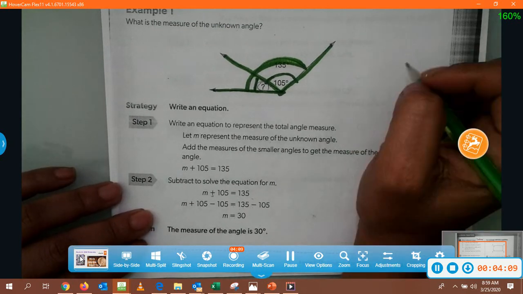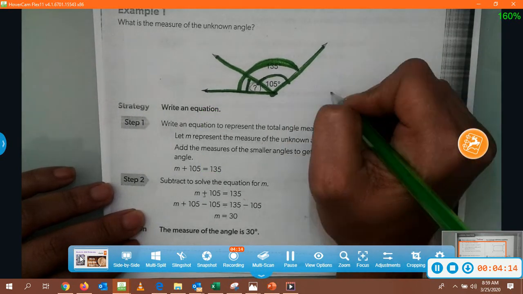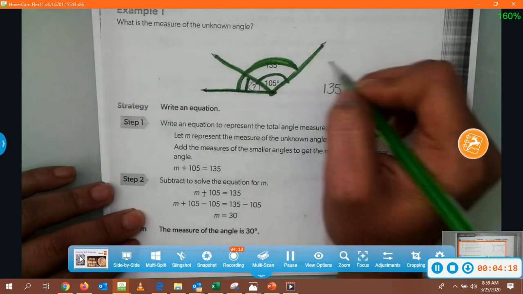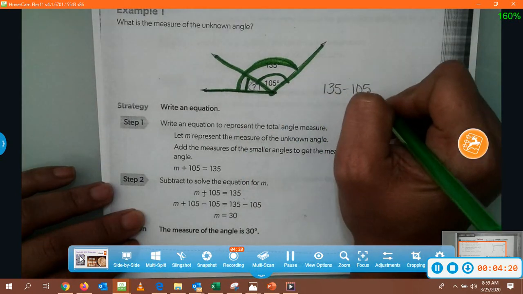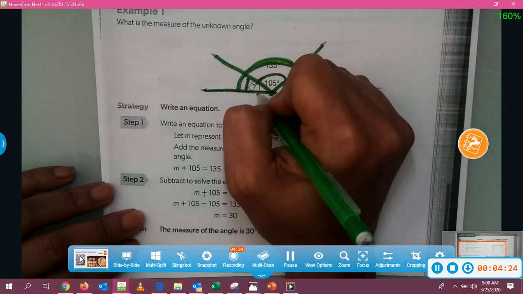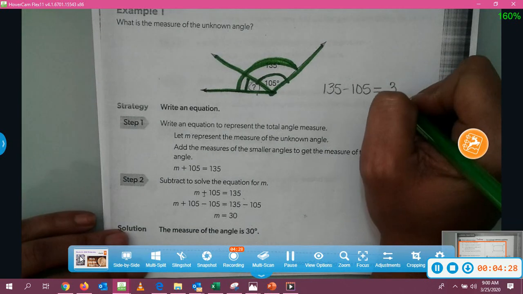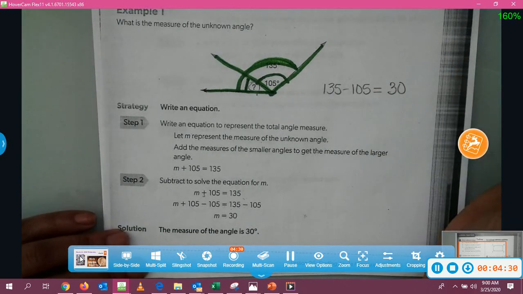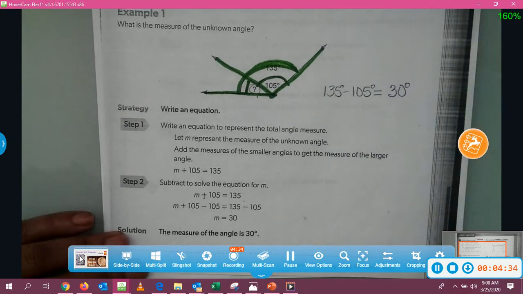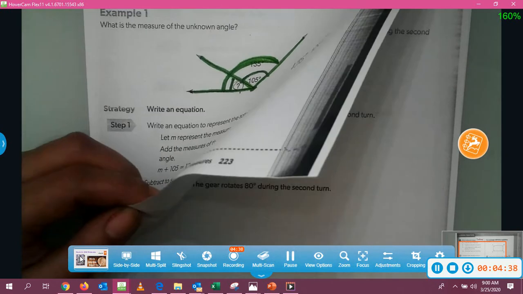So anybody want to see me do it? I'll do it right here. My total is 135. I know that this angle is 105. So I'm going to subtract the two, and it's going to give me this angle right here, the measurement of that angle, which is 30. And everything is in degrees. Okay. Let's move on.